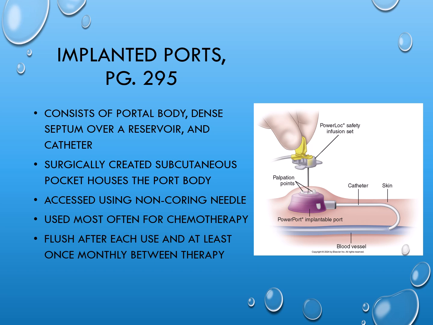Implanted ports. Implanted ports consist of a port body, a dense septum over a reservoir, and a catheter. A surgically created subcutaneous pocket houses the port body. The catheter is inserted into the vein and attached to the port body. The septum is made of self-sealing silicone and is located in the center of the port body over the reservoir. The catheter then extends from the side of the port body. The incision is closed and no part of the catheter is visible externally. Therefore, this device has the least impact on body image.